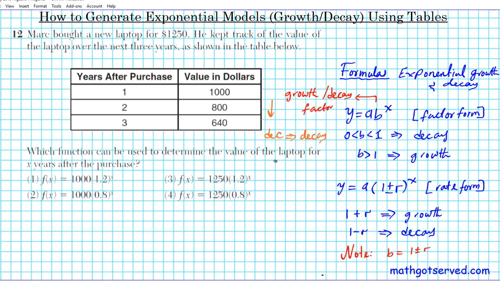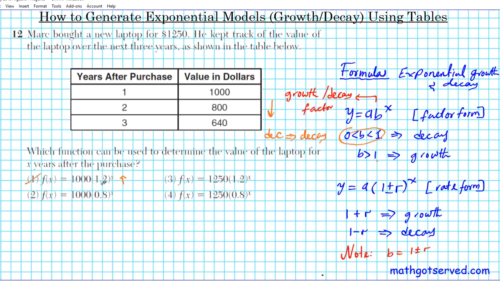So from that alone, we can know that the growth rate has to be between 0 and 1. Okay, so if you look at the options that we have here, option 1, the factor here, this is going to be a growth factor. This is greater than 1, so this is a growth model. So it cannot be option 1 because of this.